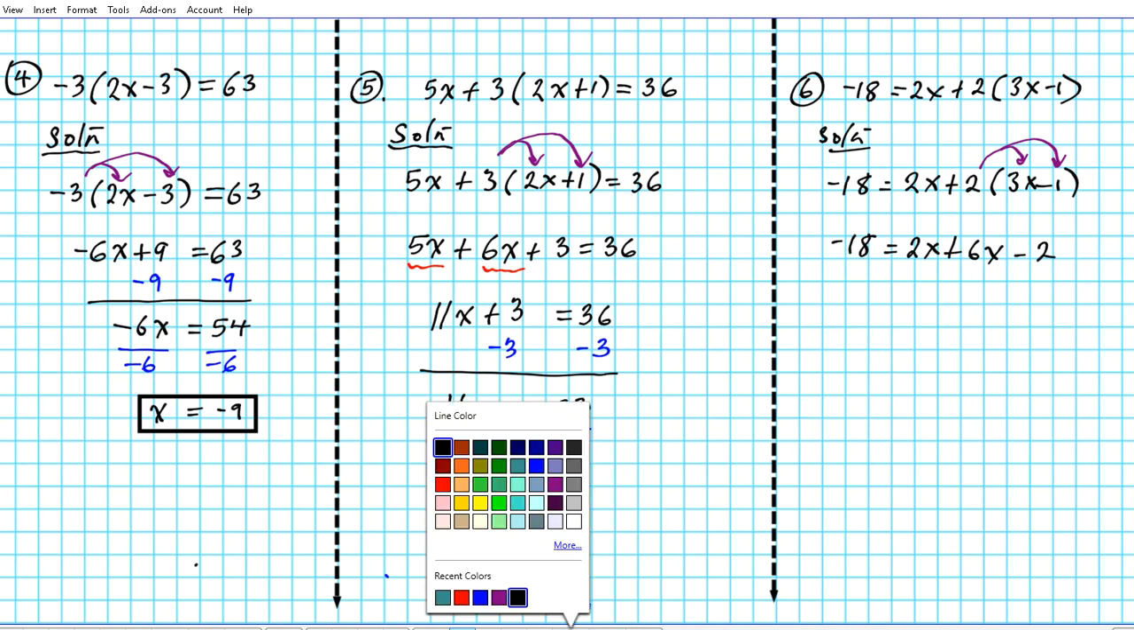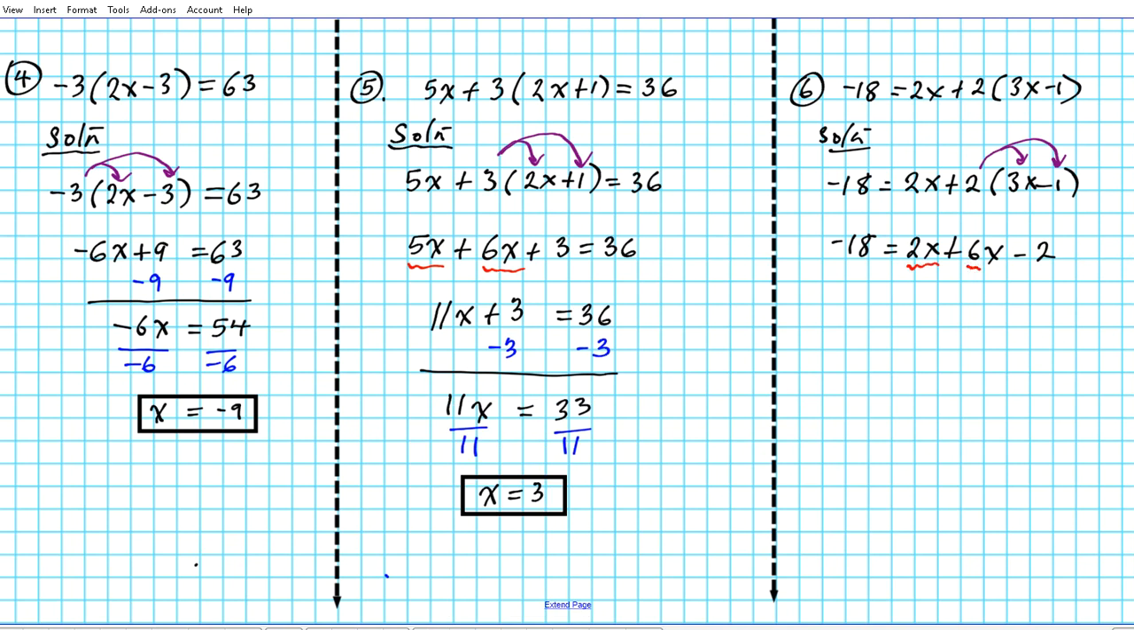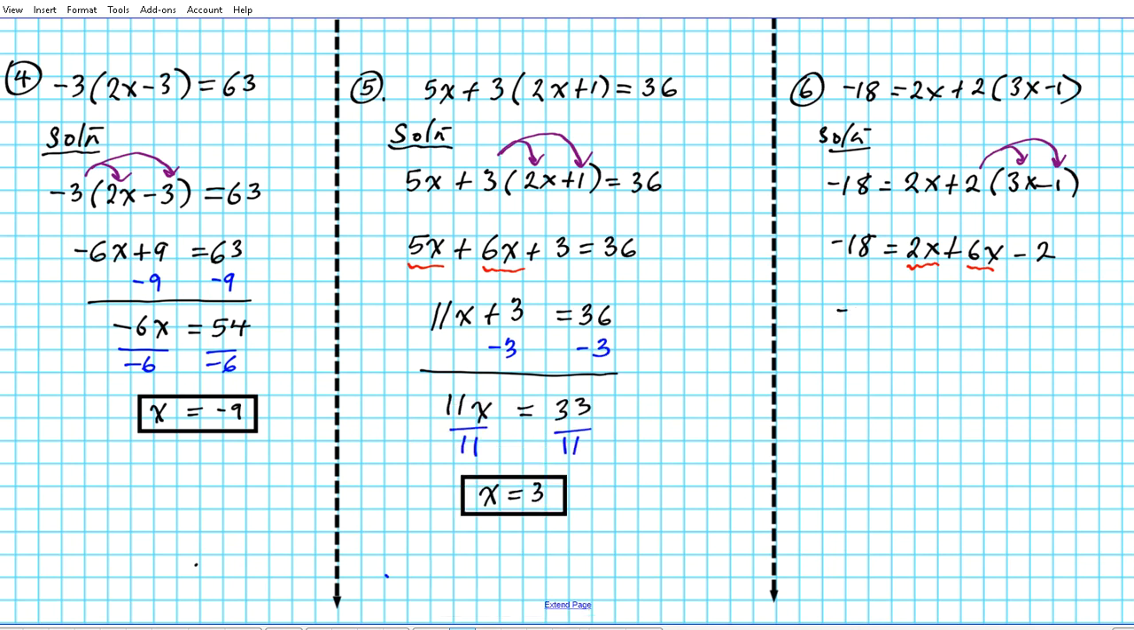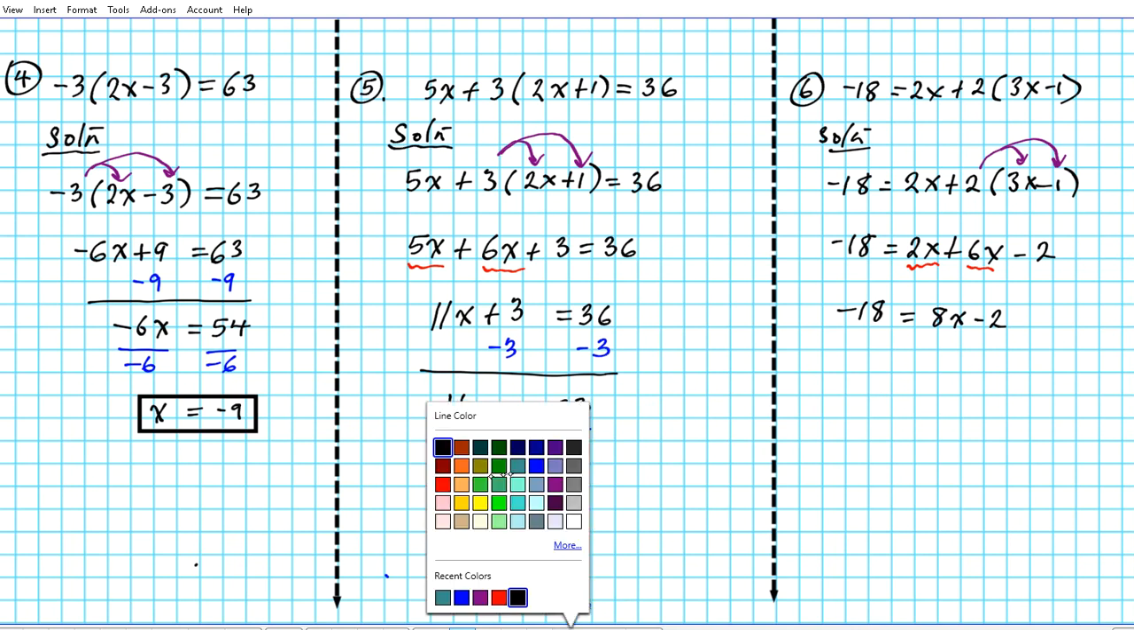And then we're going to proceed to combine like terms here. 2x and 6x are first degree terms in the variable x. Like terms, combine them. Negative 18 equals 8x minus 2. And then to finish this off is a two-step process. Add 2, divide by 8.